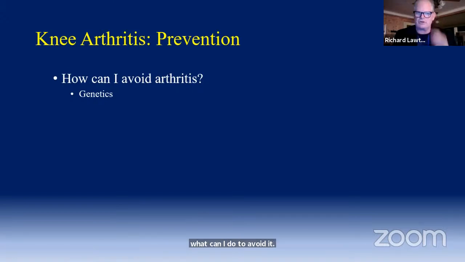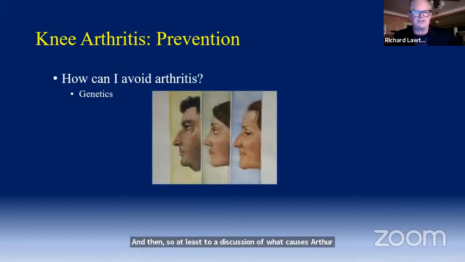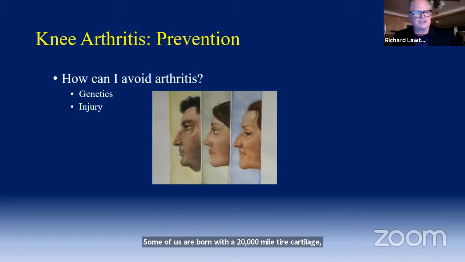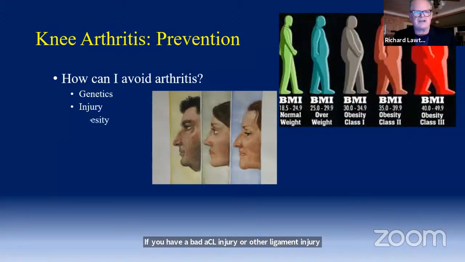So it leads to a discussion of what causes arthritis. A big part of that is genetics, just like some of our other body morphological characteristics. Genetics play a role in our risk for arthritis. Some of us are born with a 20,000 mile tire cartilage that's going to wear out quickly. Other patients have cartilage that's super durable, and that's just genetics. The other risk for developing arthritis is injury. If you have a bad ACL injury or other ligament injury, or bad injury to your cartilage or meniscus from a trauma, those are definitely risk factors for developing arthritis down life's road.